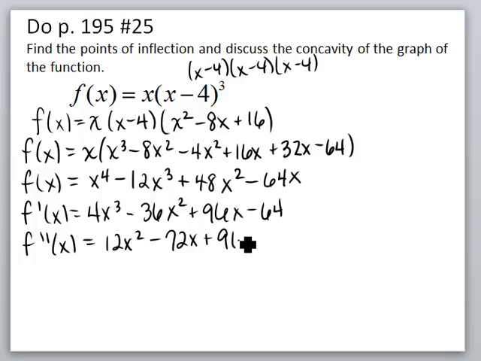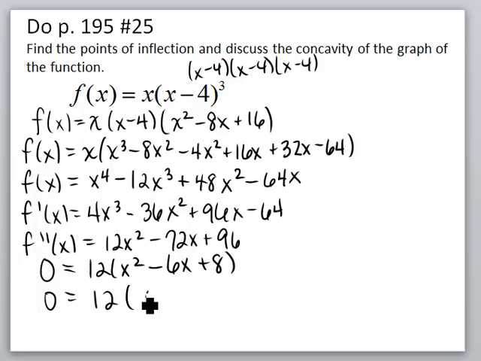Now, this one, I want to find out where it's equal to 0. If there are no values where it doesn't exist, I am going to be able to factor out a 12, so it makes it easier to factor. So I get x squared minus 6x plus 8. And then I'll go ahead and start factoring this further. It'd be x minus 4 times x minus 2. So there's two possible points of inflection. Those are at 2 and 4.